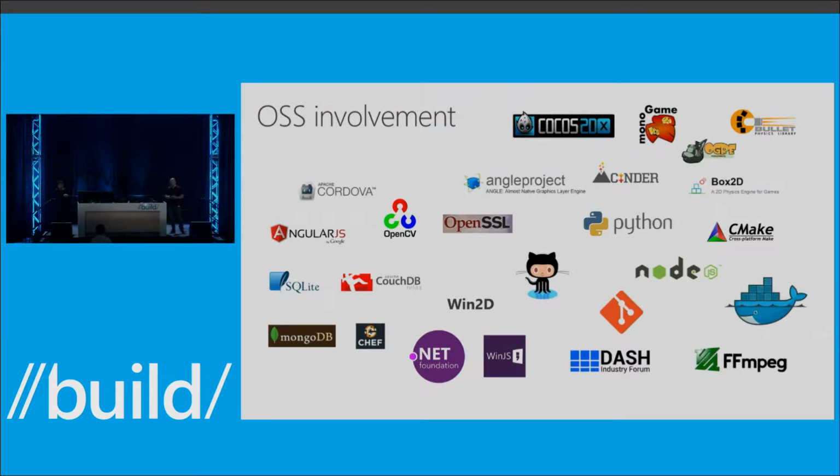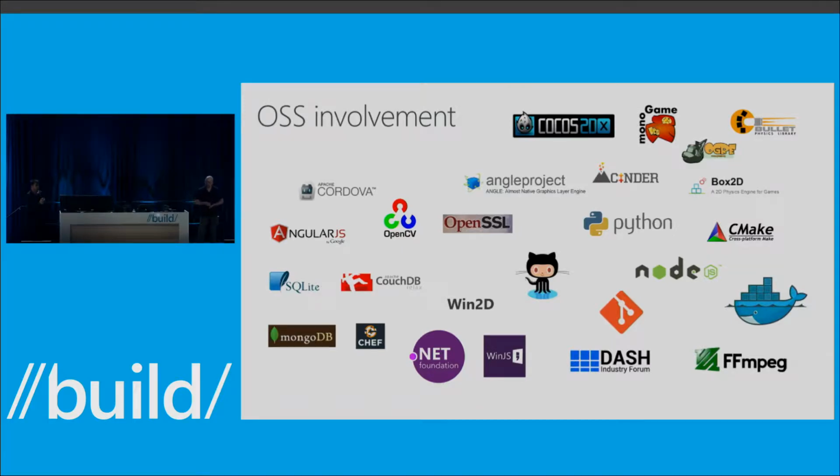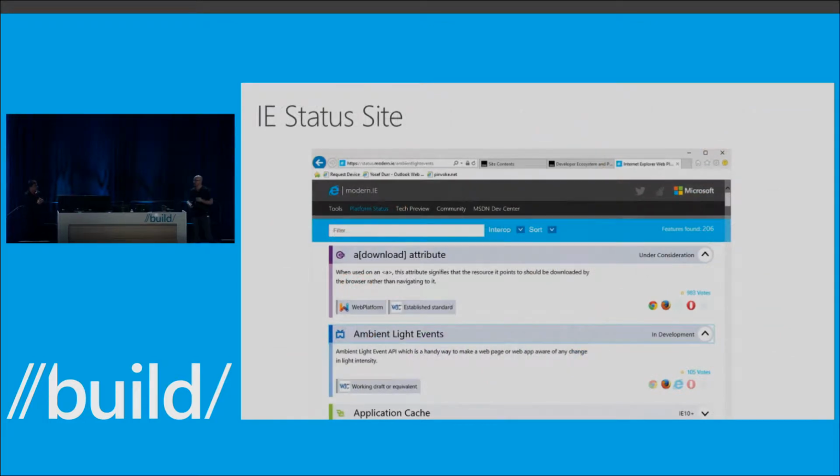The company adoption of open source is also showing up in other ways. So now you can become a Microsoft MVP solely based on open source contributions. So that's fantastic. Another one is, let's look at what the IE team is doing. So they have a status site. It's open to everyone. And you can see their backlog. And you can go vote on what you want the IE team to work on next.